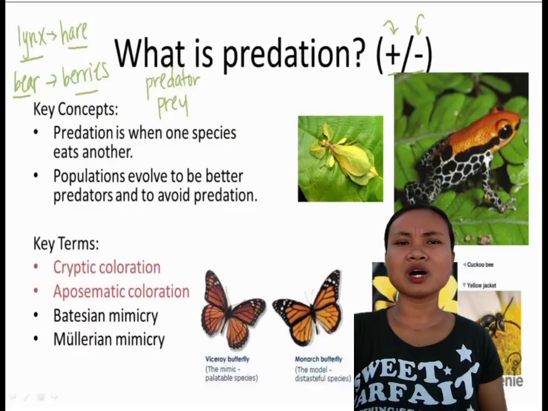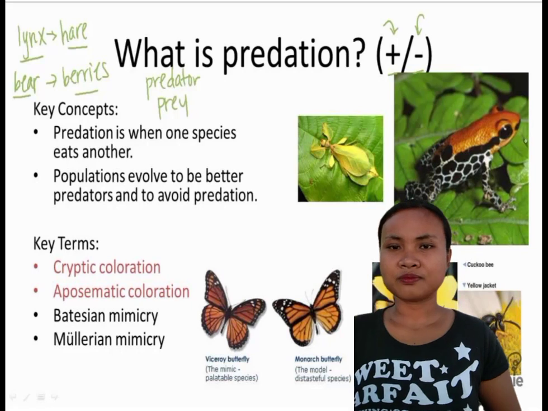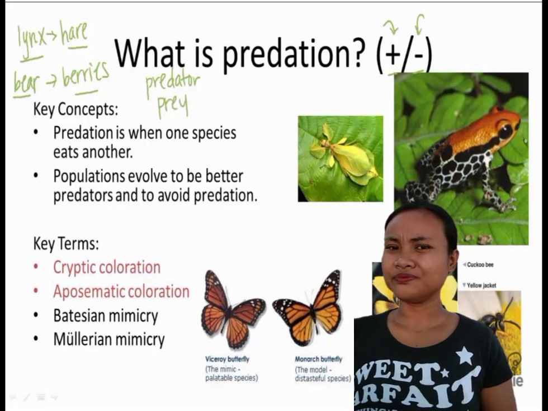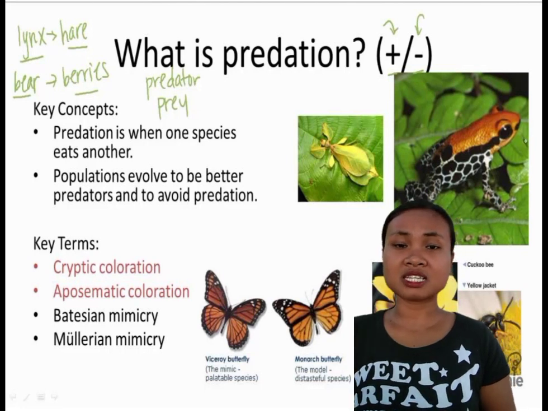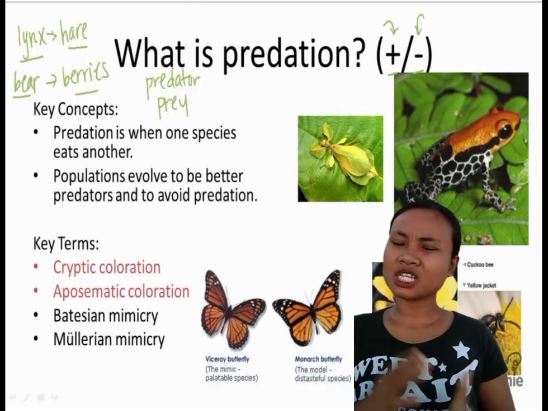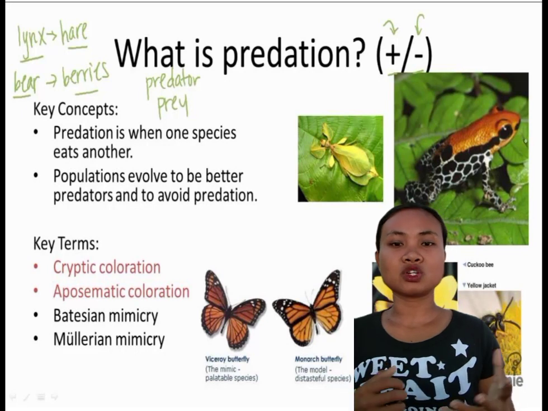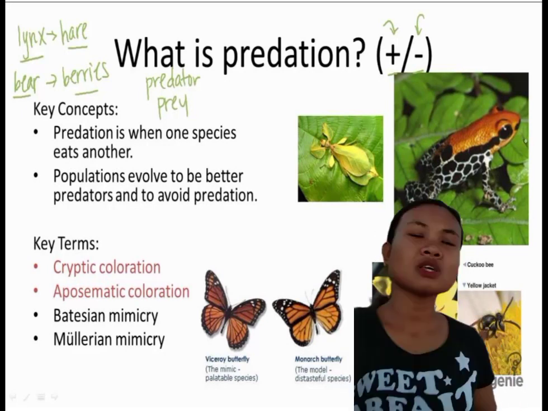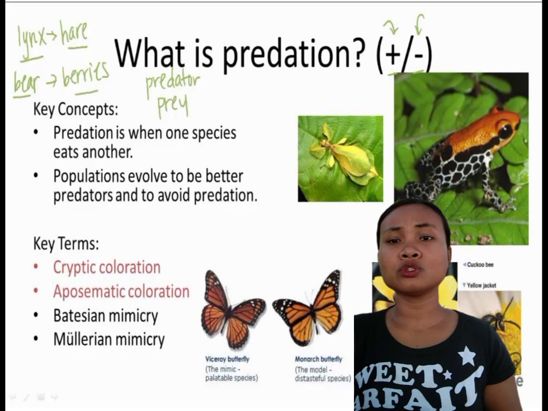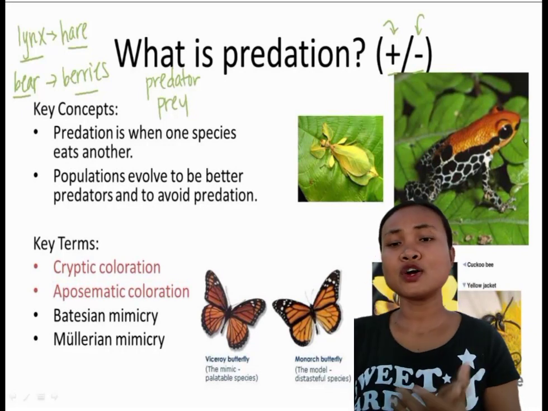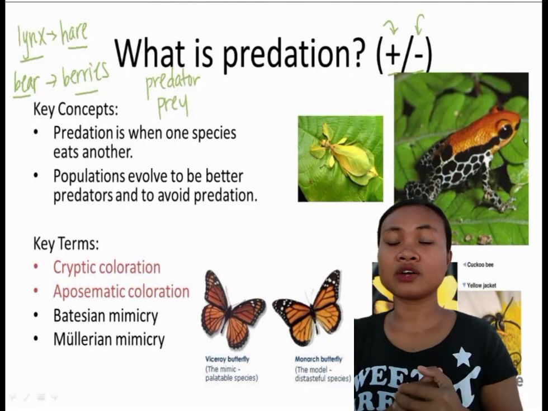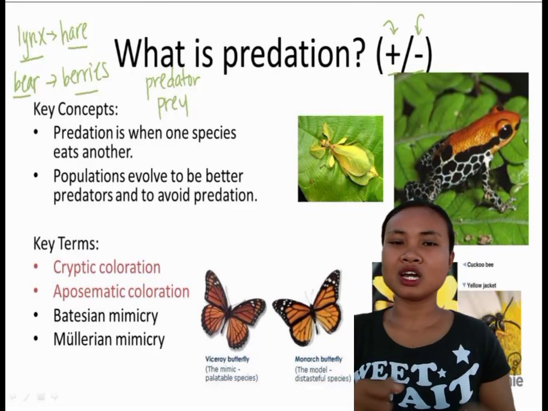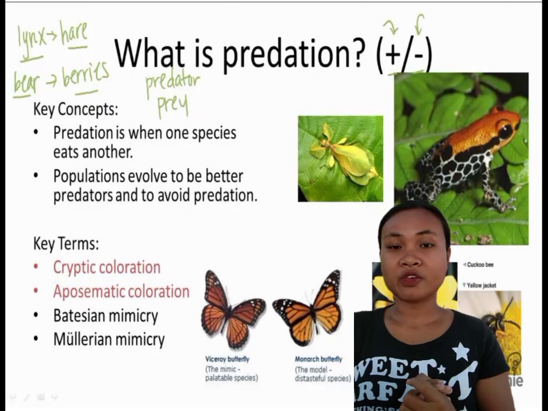So, the next one is the predation. What is predation? Predation is when one species eats another. Populations evolved to be better predators and to avoid predation. So, now that we know the two types of the rainforest and the different layers of the rainforest, let's go beyond to our topic for today.